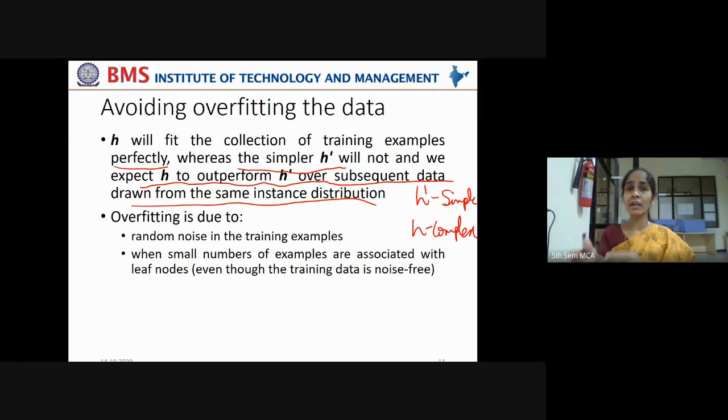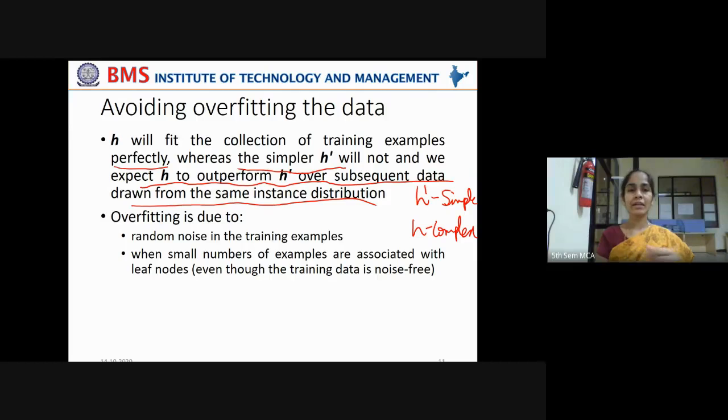Because H dash is not consistent with the new training example, we may think that it may not generalize well with the unseen data. But the opposite happens. H may not be able to generalize well with unseen data, but H dash will generalize well with your unseen data. Why? Because it is not compromising with every alternative like your complex hypothesis H. It is very strict in its considerations. So it makes better predictions when compared to H.